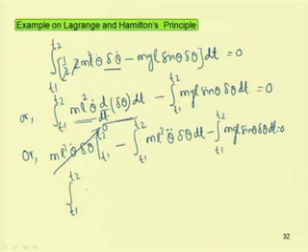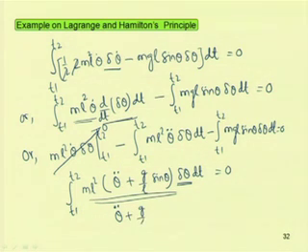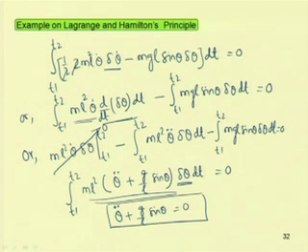So, if I take this mL square common, then this becomes theta double dot plus g by L sin theta delta theta dt equal to 0. As this delta theta is arbitrary, that is this virtual rotation, this cannot be 0. So, the coefficient of this, that means these terms, should be equal to 0. That means one can write theta double dot plus g by L sin theta equal to 0. So, this gives the equation of motion of the system.